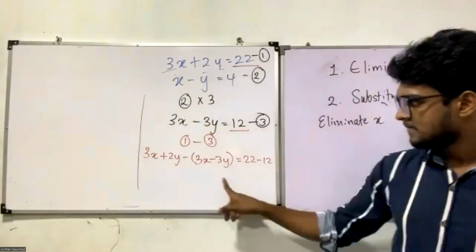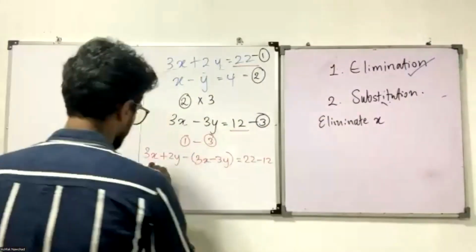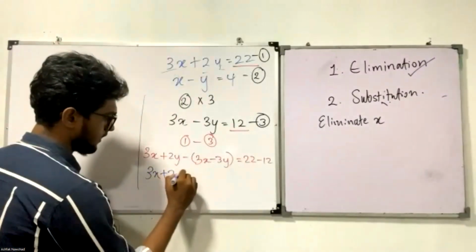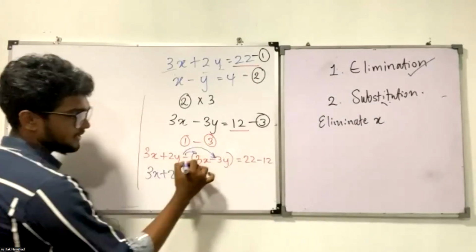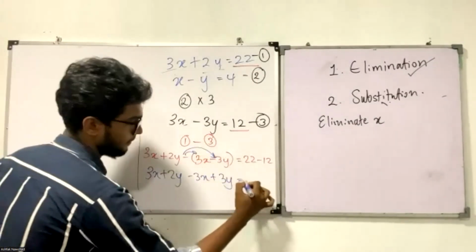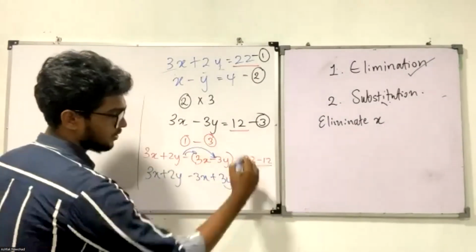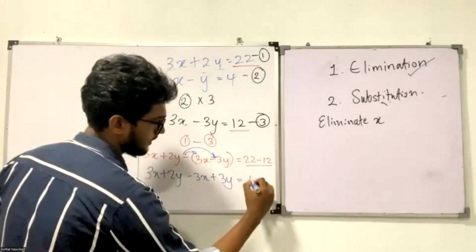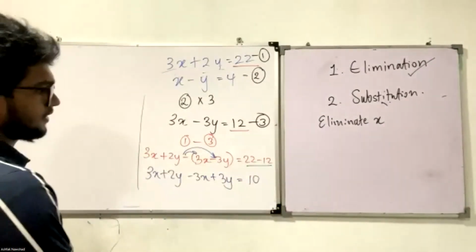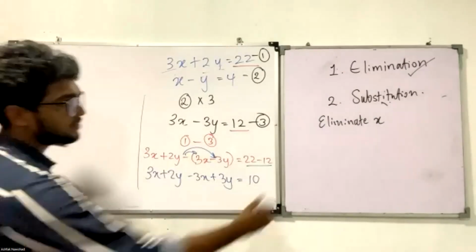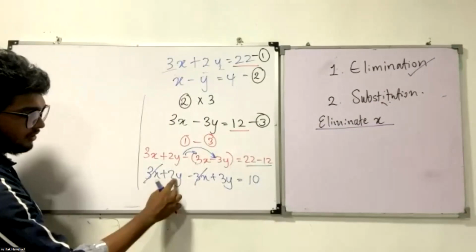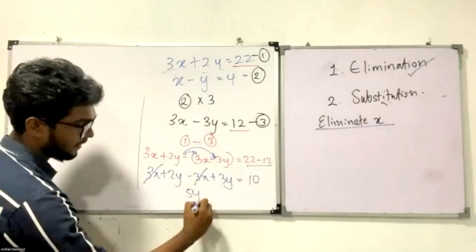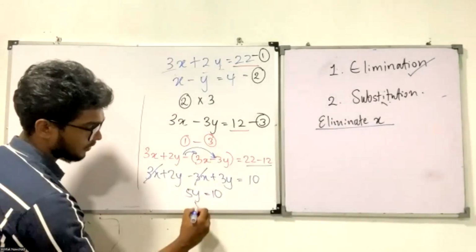Now you will have to distribute the minus. See, 3x plus 2y. Distribute the minus. Minus 3x. Minus into minus is plus, plus 3y. So that's 22 minus 12. What's 22 minus 12? It's 10. Now I chose to eliminate x, and x gets eliminated. 2y plus 3y is 5y. 5y is 10. So y is 2.